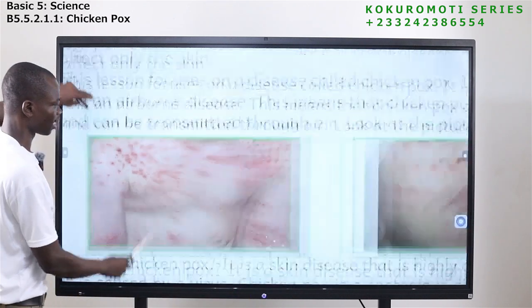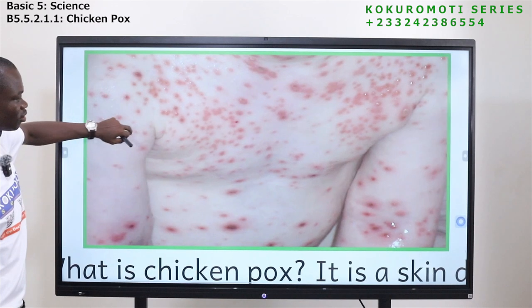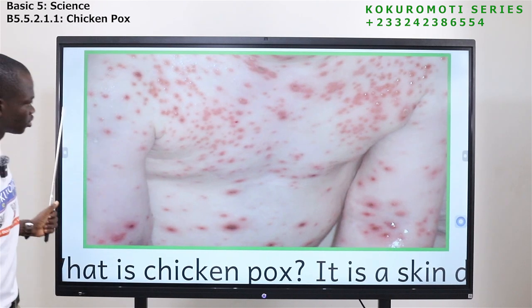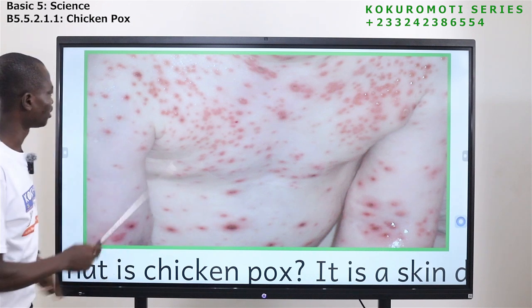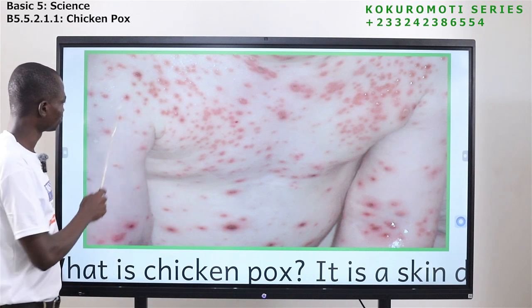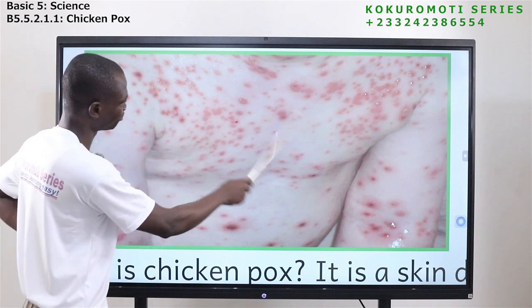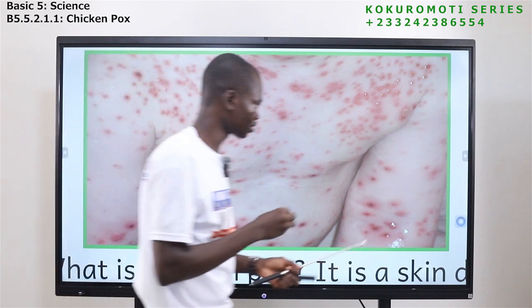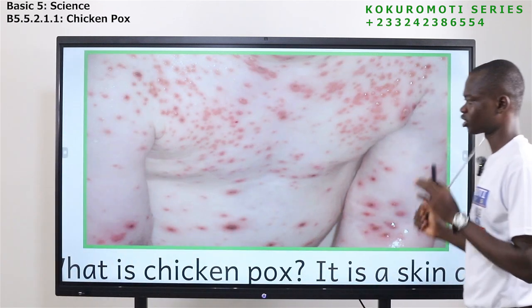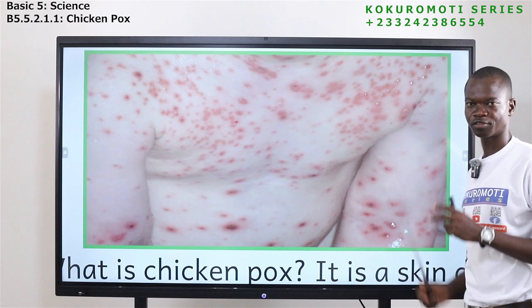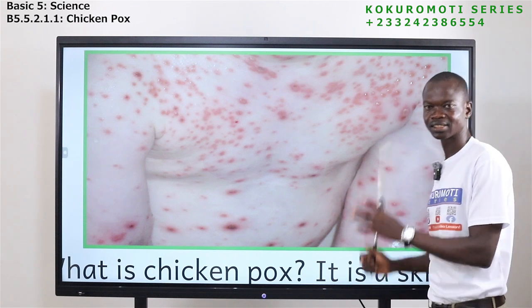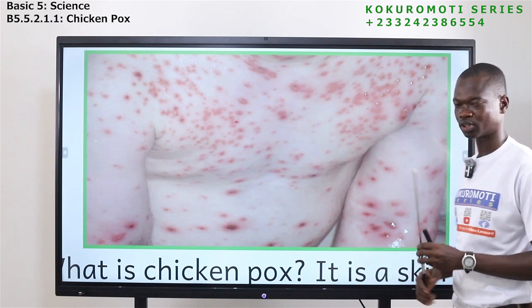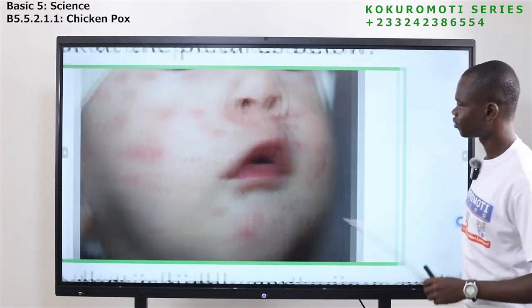This is a picture of a boy suffering from chickenpox. If you look at this, have you seen these? These are the blisters. These, you see them? The red spots. Mostly they are filled with liquid. So if someone is suffering from chickenpox, this is how the skin will look. It is very bad. That is why we need to protect ourselves. Now let's look at the next one.